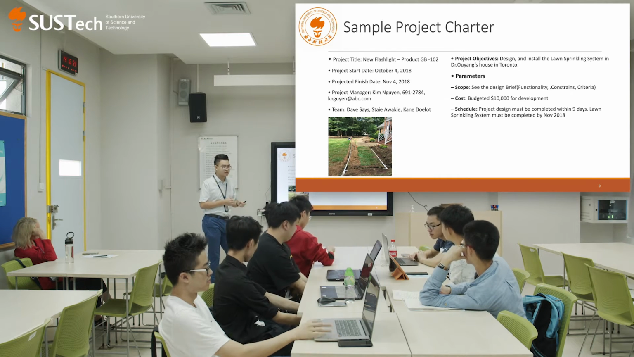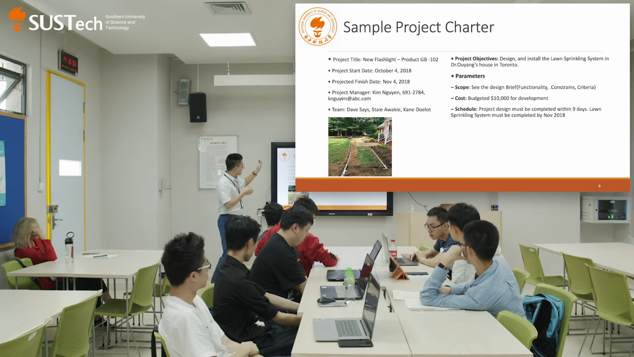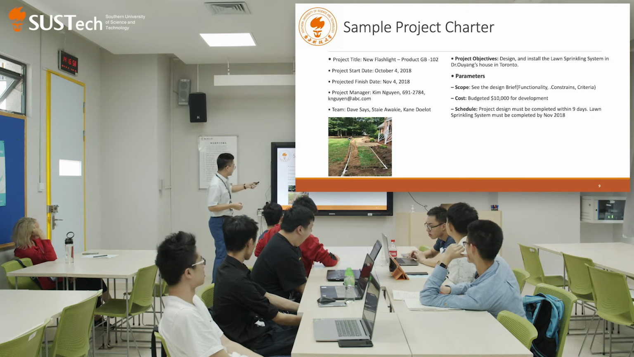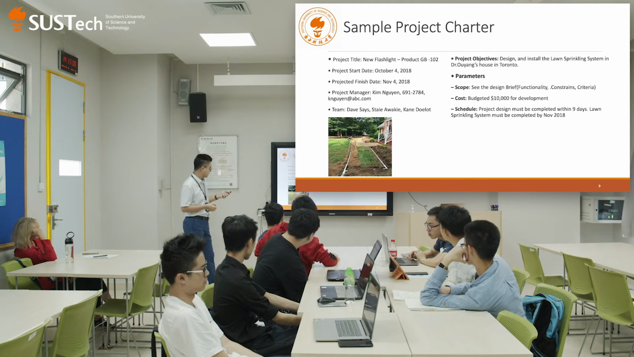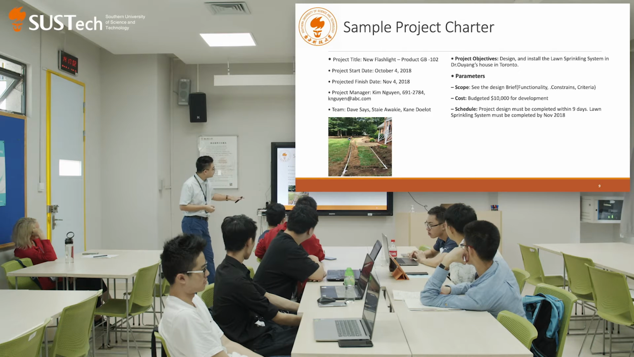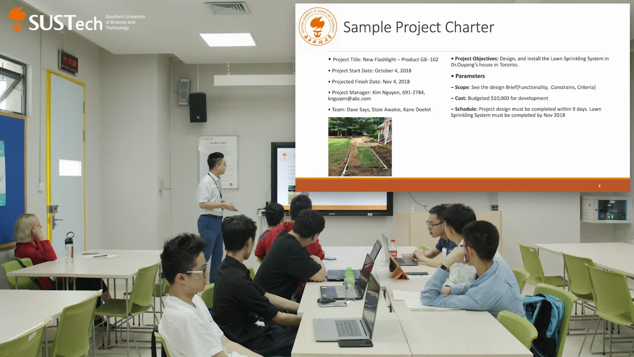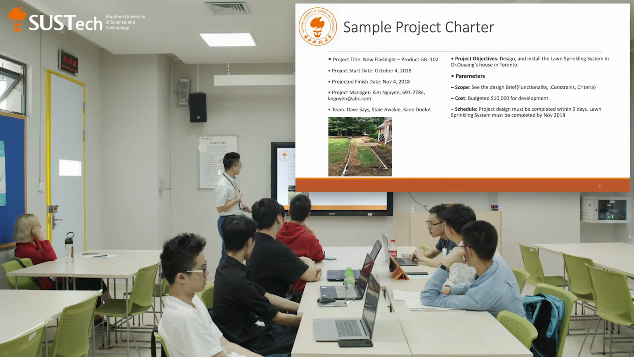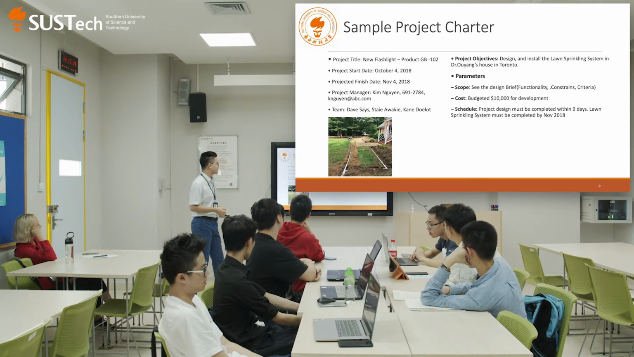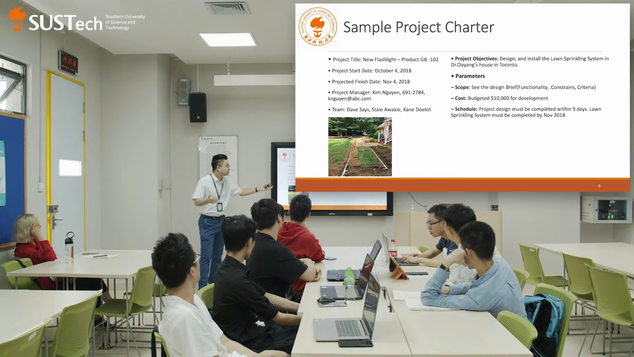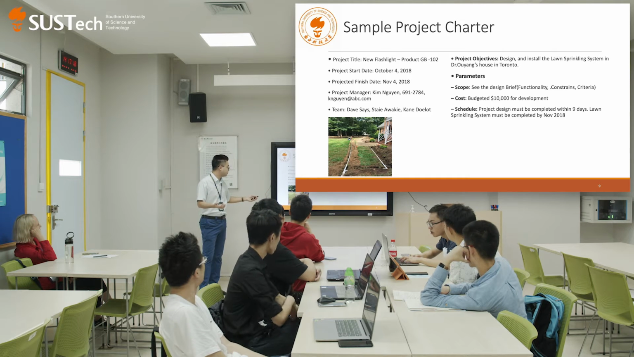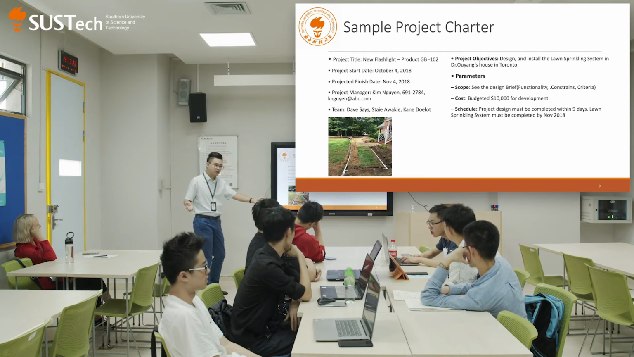All right, so I want to emphasize it again. This is the sample project charter. I'm going to give you this as an example. And this is how the bidding document looks, right? So we have a project. For example, my house: I'm going to install a lawn sprinkling system in my house in Toronto. So this is an engineering project.